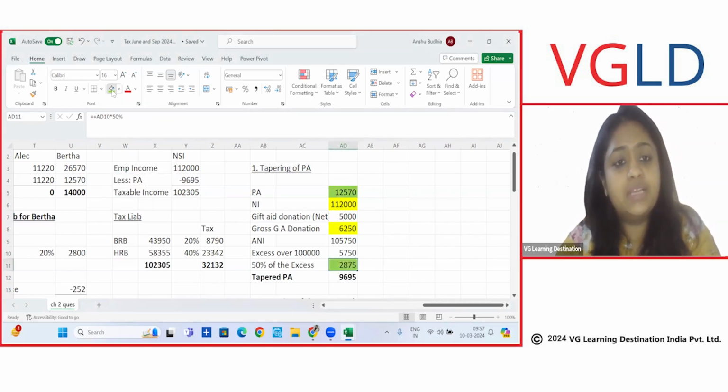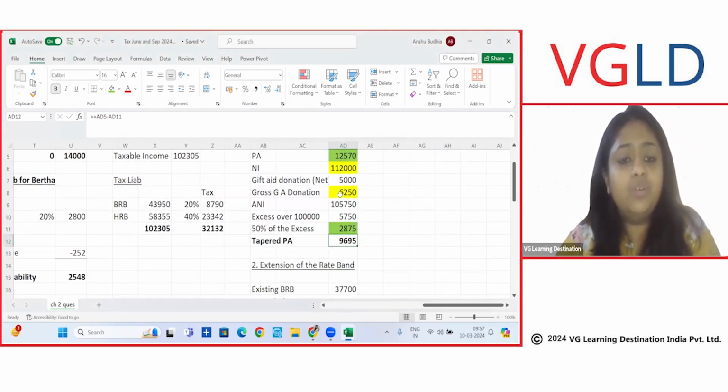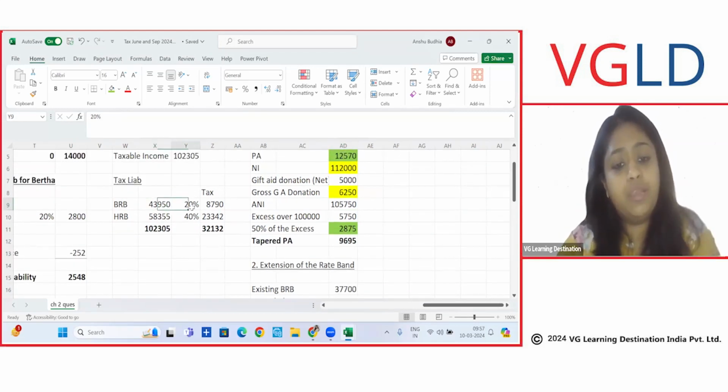Now tapered PA will be PA minus 50% of the excess that you have calculated. When you reduce from this, you get tapered PA 9695. Am I clear with this? Ashna, Mohammed, Deepika, those who did mistakes, Dakshesh, are you all clear? Now it's easy. Now by the gross gifted donation, your rate band will get extended. So that means till 43,950, now you will pay tax at 20%. And the remaining would be covered for 40%.